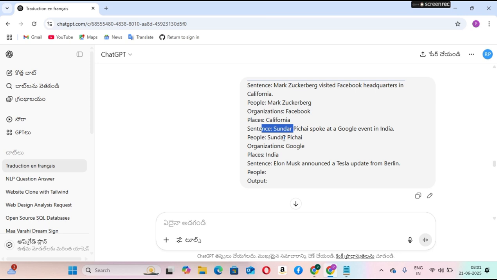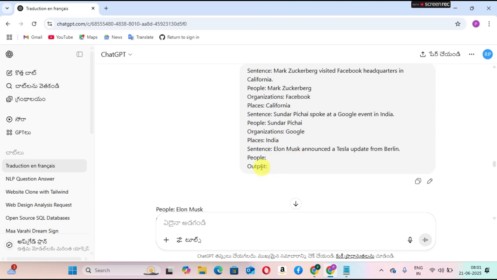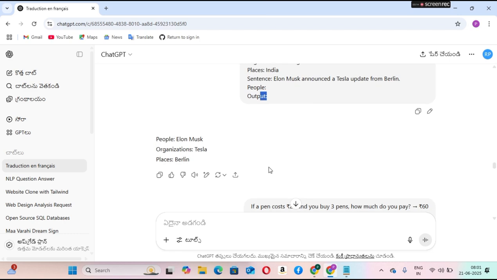And the second example sentence is, Sundar Pichai spoke at Google event in India. People, Sundar Pichai, organizations, Google, places, India. Sentence: Elon Musk announced a Tesla update from Berlin. Here we are expecting people, organizations, places for this sentence, and here we gave an output indicator.